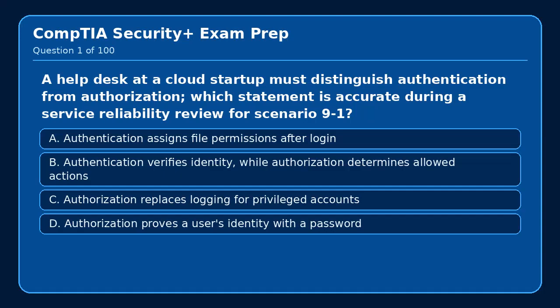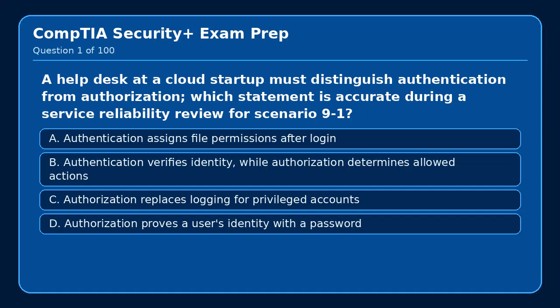Question 1. A help desk at a cloud startup must distinguish authentication from authorization. Which statement is accurate during a service reliability review for scenario 9? A. Authentication assigns file permissions after login. B. Authentication verifies identity, while authorization determines allowed actions. C. Authorization replaces logging for privileged accounts. D. Authorization proves a user's identity with a password.